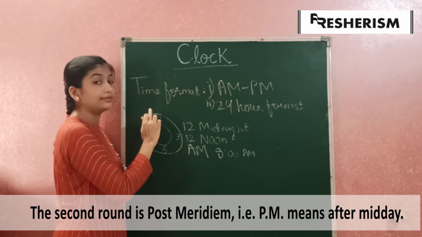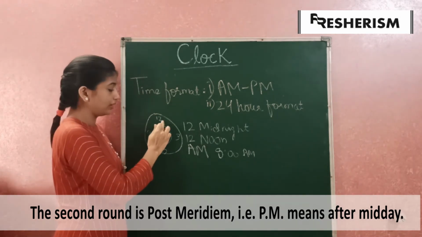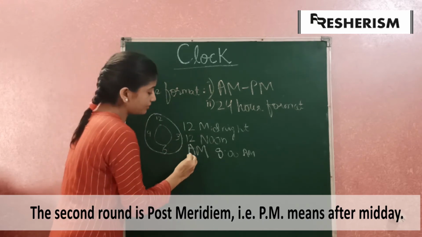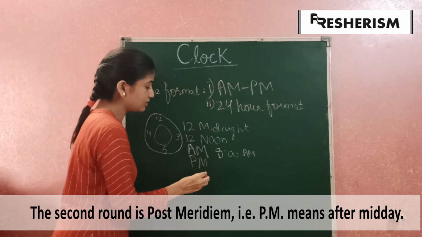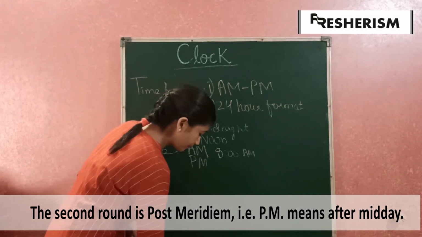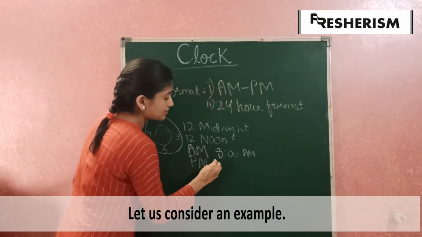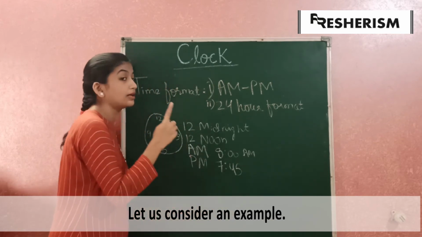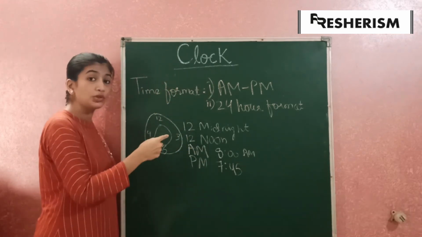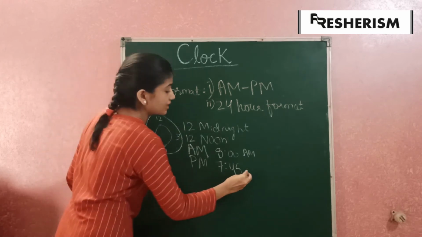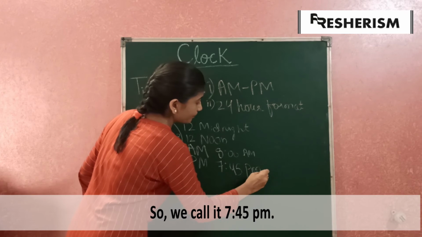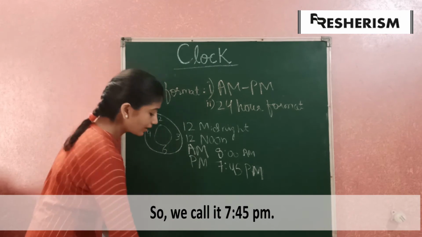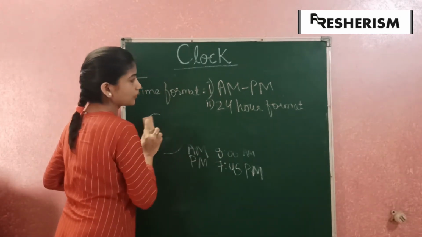the entire thing in the day, from the midday 12 till the night 12, the entire circle, the time is known as PM, which is known as post meridian. So suppose it is evening, 7:45, we can say the time is post midday. So it is known as 7:45 PM. So this is the first format, AM PM.